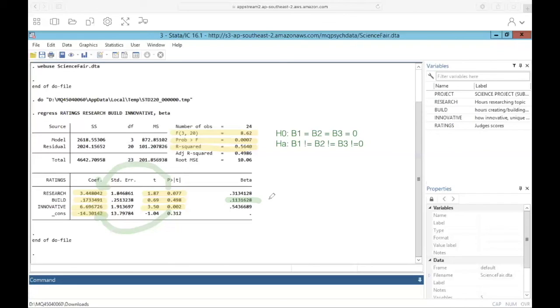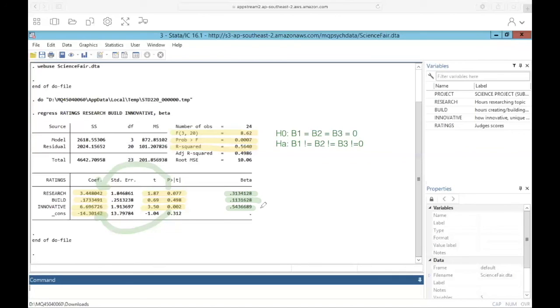And of course, the larger the standardized beta, the more influence it has on the outcome. So perhaps unsurprisingly, our only significant predictor, innovative, has the largest standardized beta. So it has the most influence on judge ratings overall.